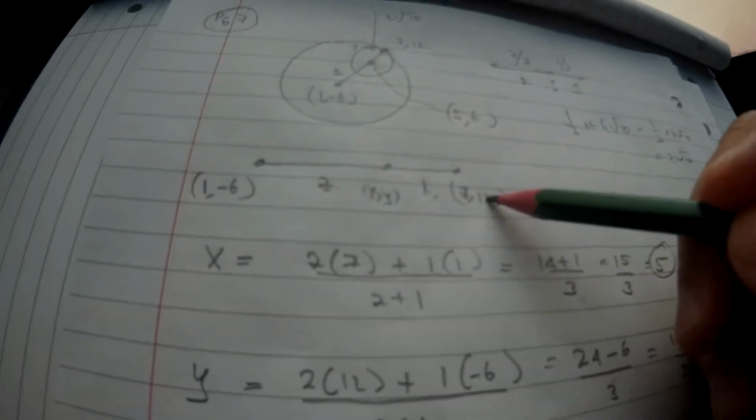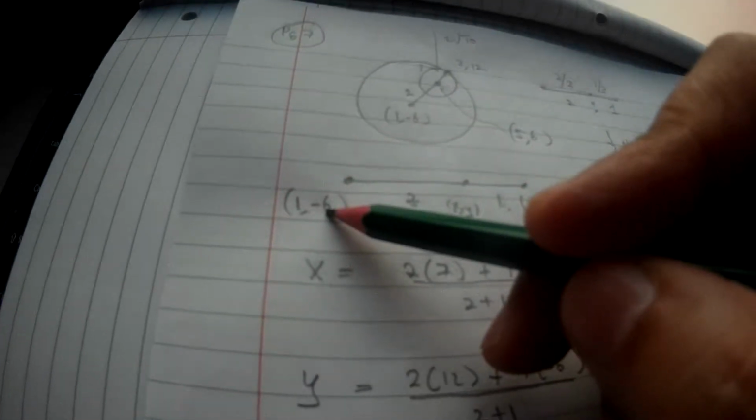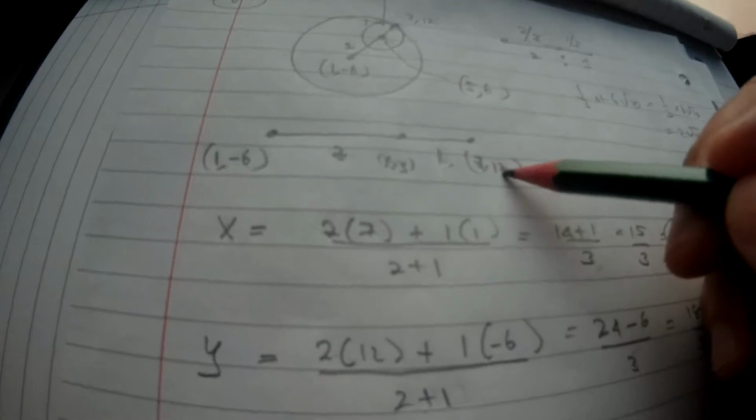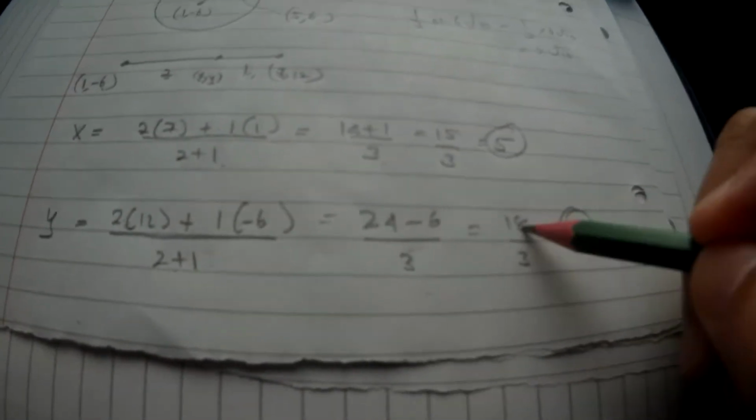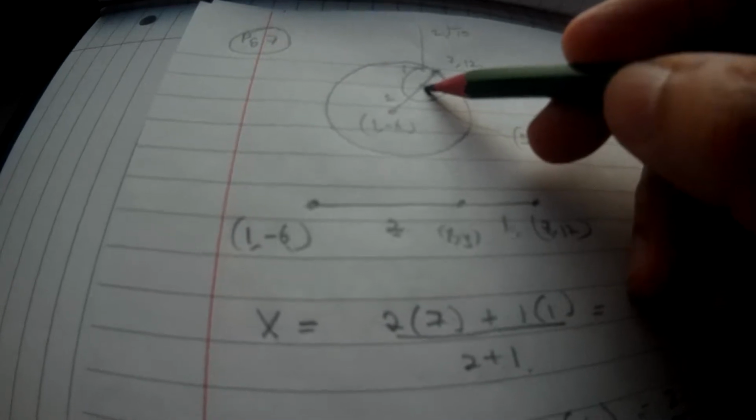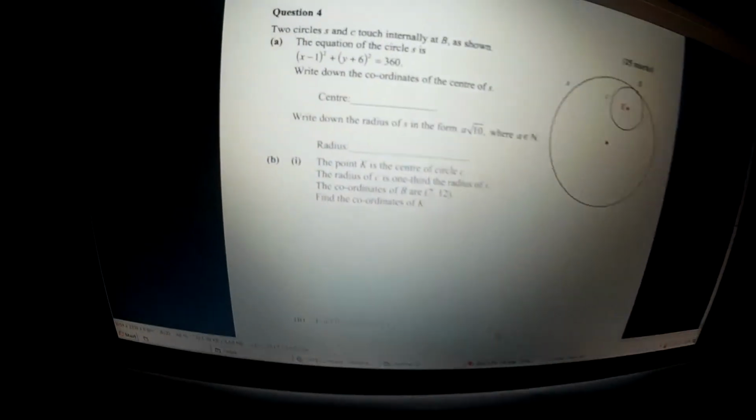Now you do the same thing for the y coordinate. You go 2 by the y coordinate plus 1 multiplied by the y coordinate. So it's 2 by 12 plus 1 by minus 6 over, and add them. 2 plus 1 is equal to 3. So you get 2 by 12 is 24, minus 6 over 3, which is equal to 18 over 3, which is equal to 6. 5 and 6. So that point there is 5 and 6. And those are the coordinates that they were looking for, right? So find the coordinates of K, and that's 5 and 6.